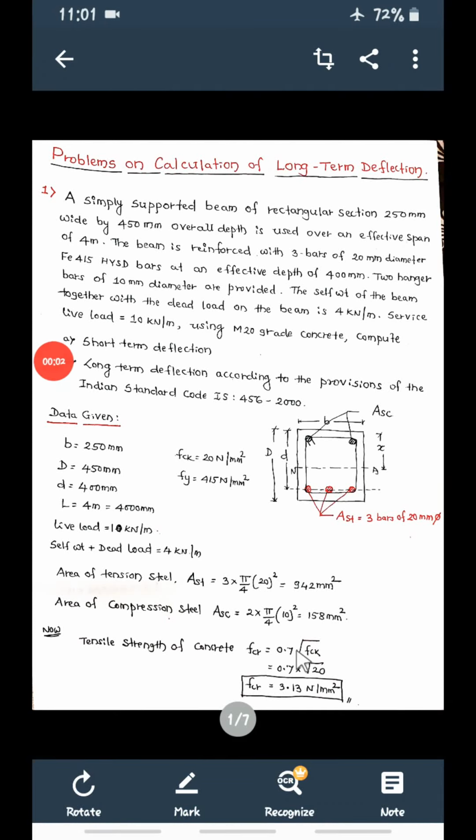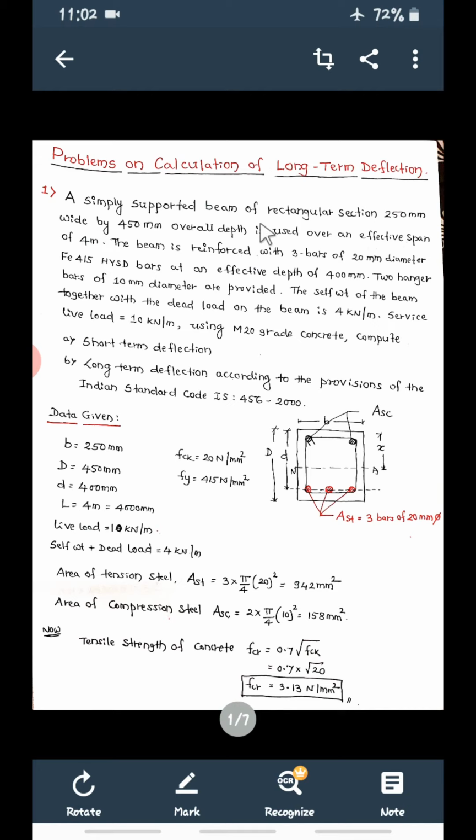Good evening, students. Let us have the session on how to calculate the long-term deflection. In the previous problems, we have considered the short-term deflection. But let us see how to calculate the long-term deflection. So, we'll take one problem. The problem is like this.